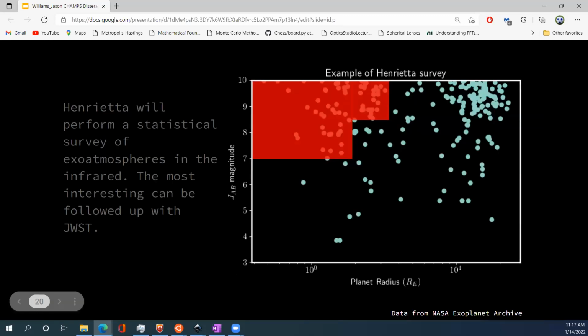I'll just wrap up a little bit here. With Henrietta, one of the things I'm most excited to use it for is to perform a large statistical survey of exoatmospheres in the near infrared. Here I'm showing some example targets that span a wide range of radii, less than 10 J magnitudes. In red, I've blocked out all the planets that we suspect to have too small of atmospheric features to get a reasonable signal to noise in about 4 transits. So you can see that we still have plenty of targets to choose from to perform a wide survey, and a lot of the most interesting of these targets can definitely be followed up with JWST.